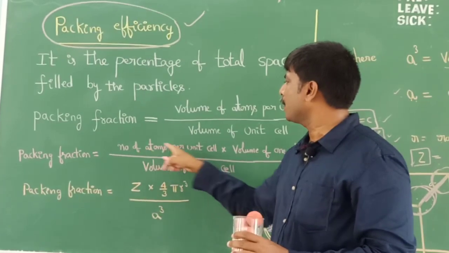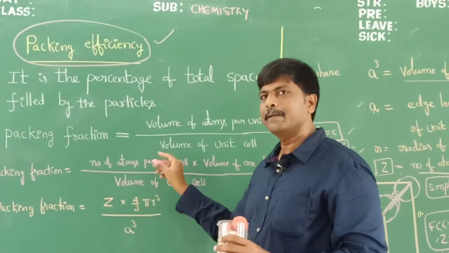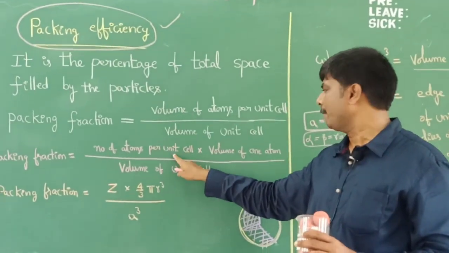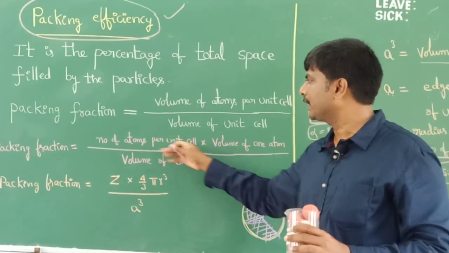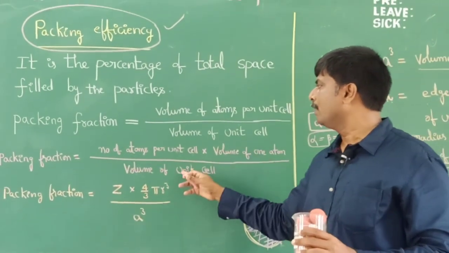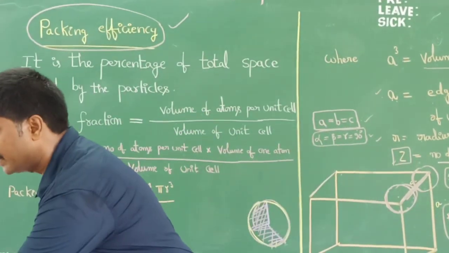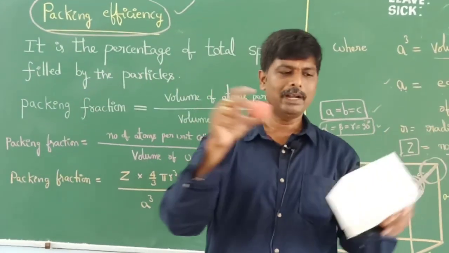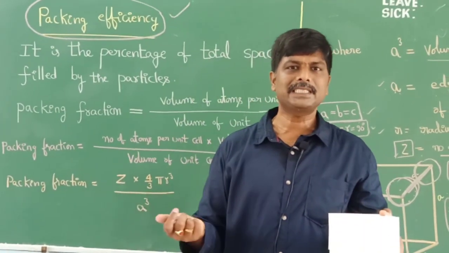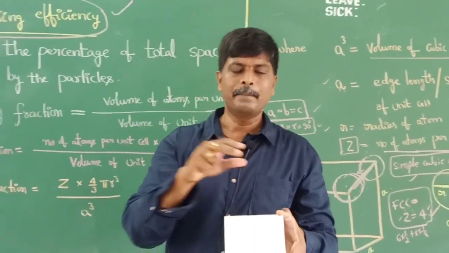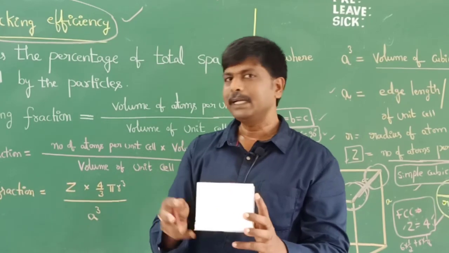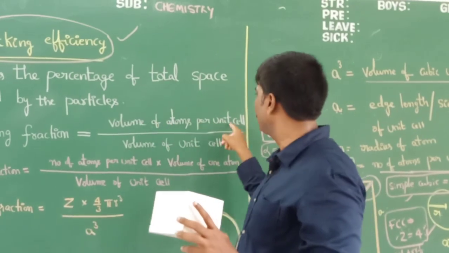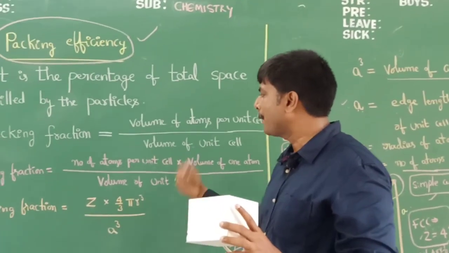In this total volume, how much volume is occupied by the atoms? So you have to calculate the number of atoms per unit cell, and you already know Z. For simple cubic, the number of atoms is 1, so 1 into the volume of 1 atom, divided by the volume of the unit cell. Only 1 atom will be present in simple cubic. So what is the packing efficiency? Volume of 1 atom by volume of the unit cell into 100, because packing fraction is this fraction, and packing efficiency means you have to calculate it per 100.